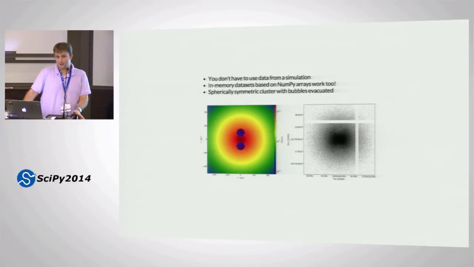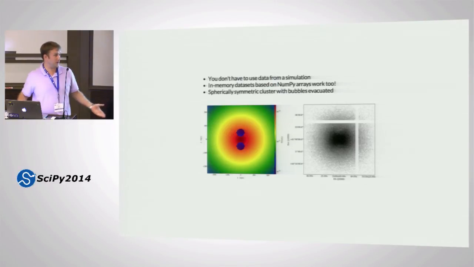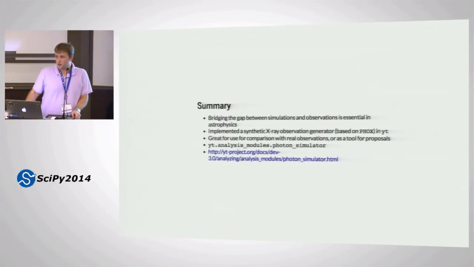And you don't have to have a dataset from a simulation. You can have in-memory datasets. So here's an example where I just took a galaxy cluster and evacuated a couple of bubbles. This was all done with NumPy arrays and did something similar. And so I think this is a really good start on a package, and this is my summary.